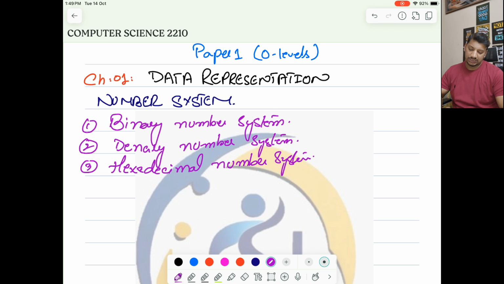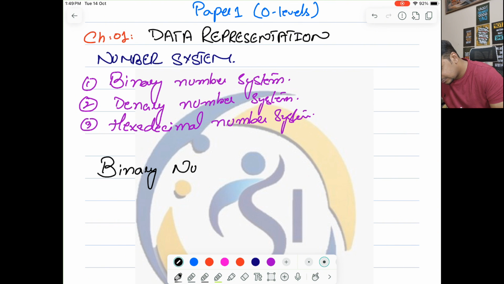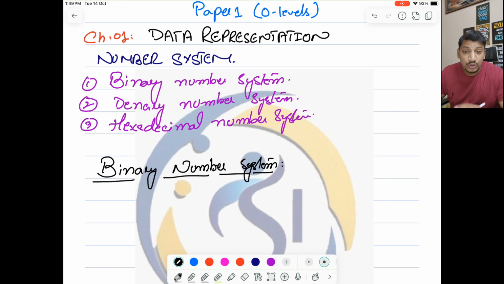Okay, now first of all, the binary number system. Let's discuss something related to the binary number system. Although you may have studied it in your previous classes with your teacher, what is meant by binary? In computer science, binary means 2. Mono means 1 and bi means 2. So binary is based on 2 digit values, that is 0 and 1.